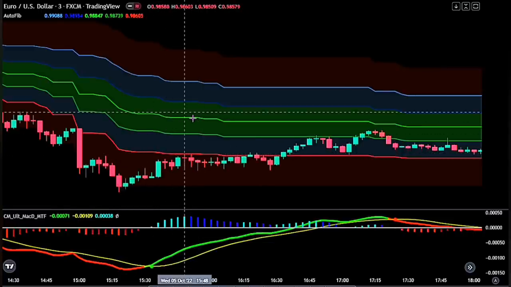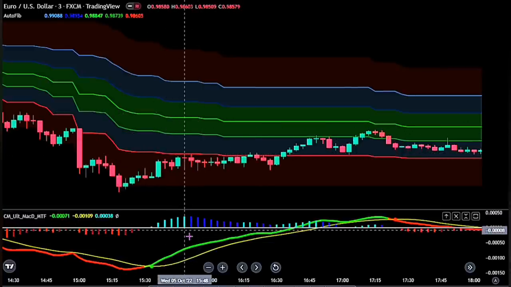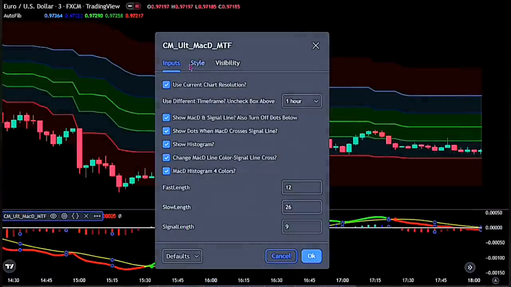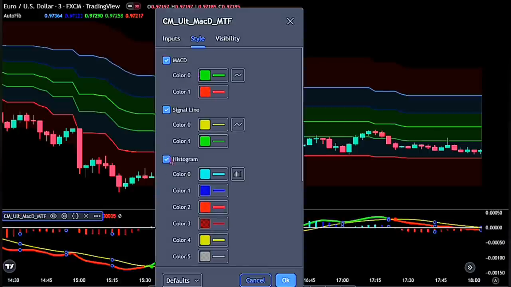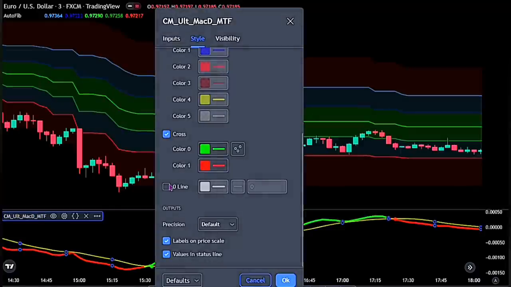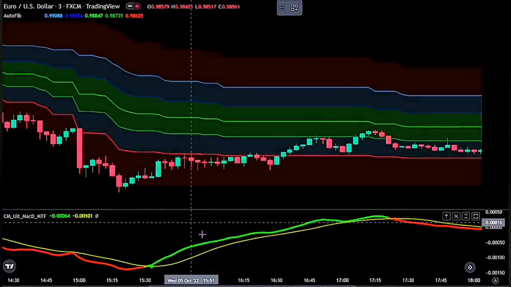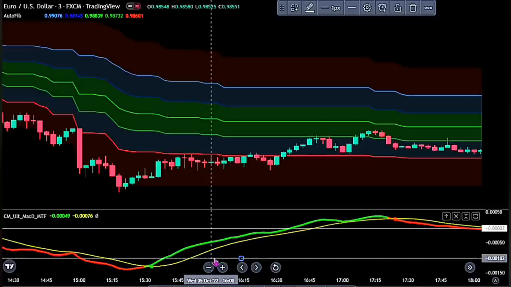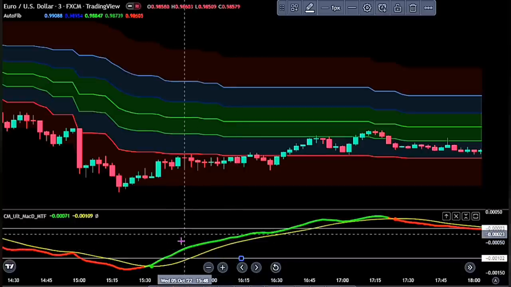Now let's quickly go ahead and adjust the settings for the MACD. Go ahead and double click on it. On the style, I want you to untick the histogram, then also untick the zero line. Now we are not done with the settings. Go ahead and add two band lines to the chart. Please note that the values for these band lines differ for different pairs.